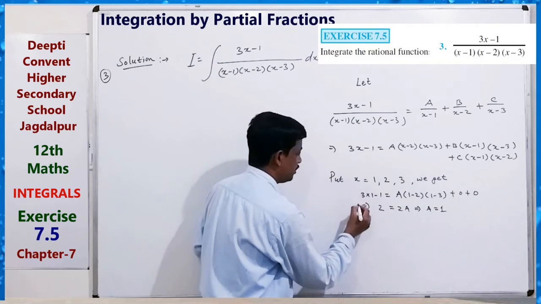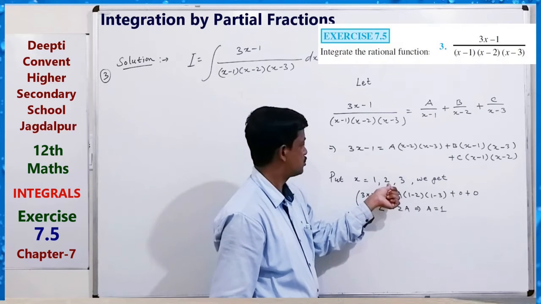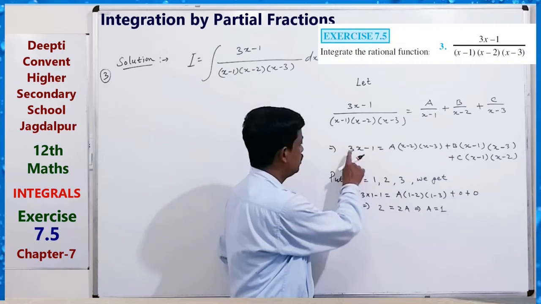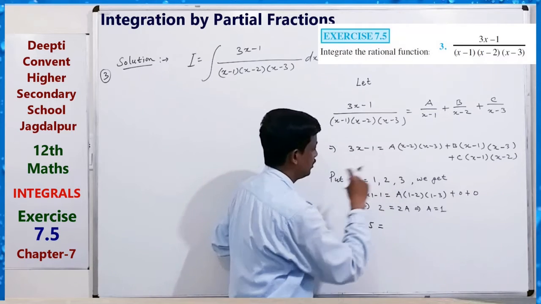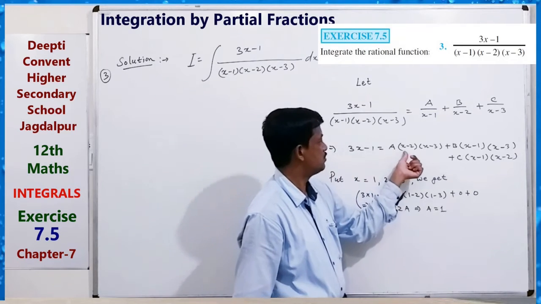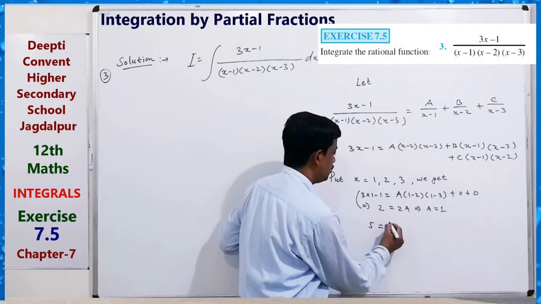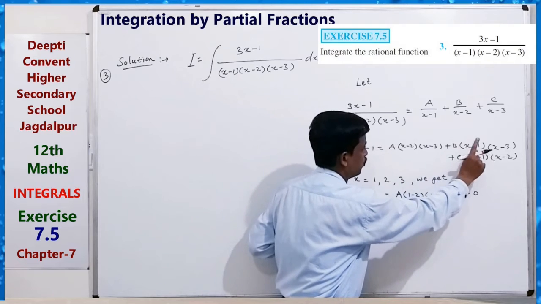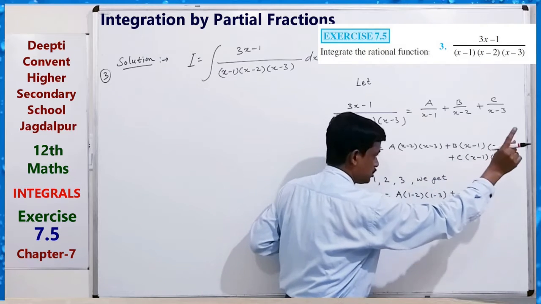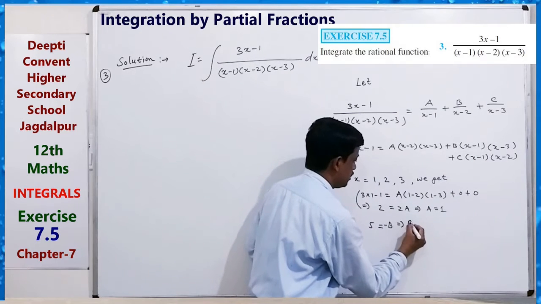Similarly, if we put x equals 2, then 3 into 2 is 6, 6 minus 1 is 5. So 5 equals, here this vanishes and this also vanishes, B will remain. B into 2 minus 1, that is 1, into 2 minus 3, that is minus 1. So minus B. So B equals what?